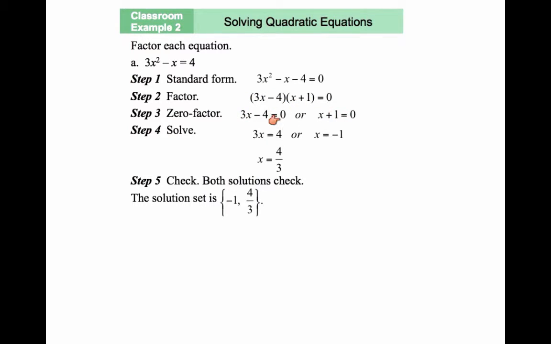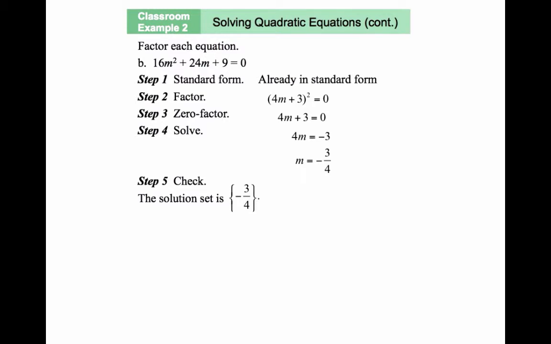Once you factor these, then you set each of these parentheses equal to 0 and simply solve for x. Here we add 4 to both sides of the equation, and divide both sides by the coefficient of x, which is 3. Here we just subtract 1, and then we get our solutions. In the bracket, we put 4/3 and minus 1. We want to check the answer, make sure they're correct, and we'll be done with that.